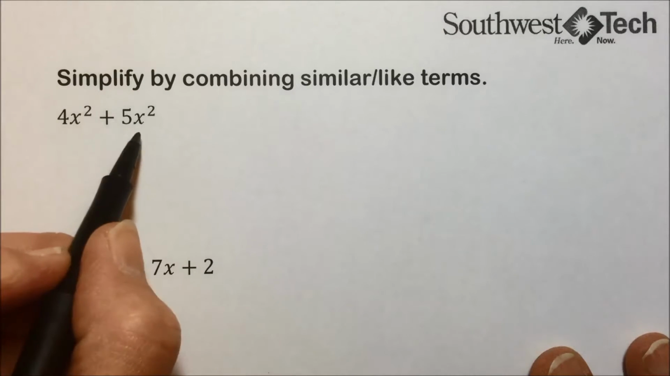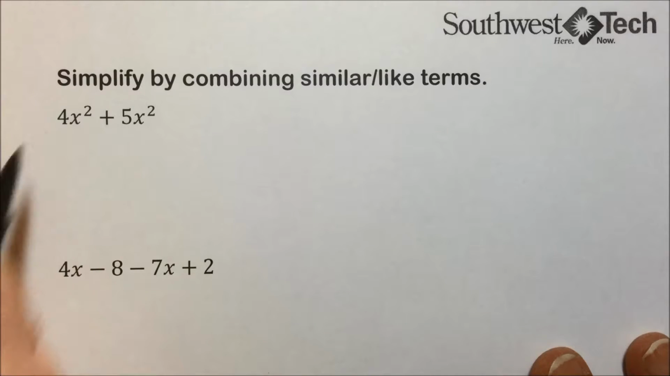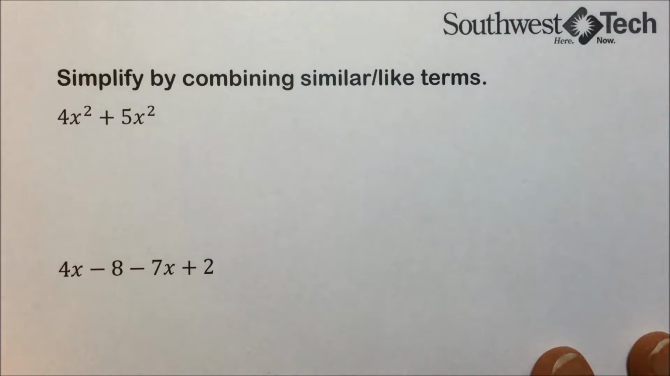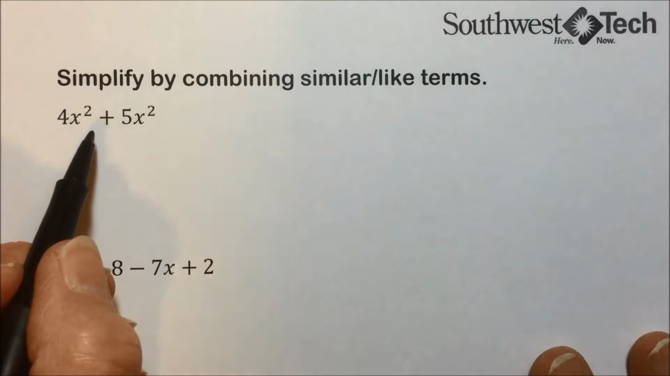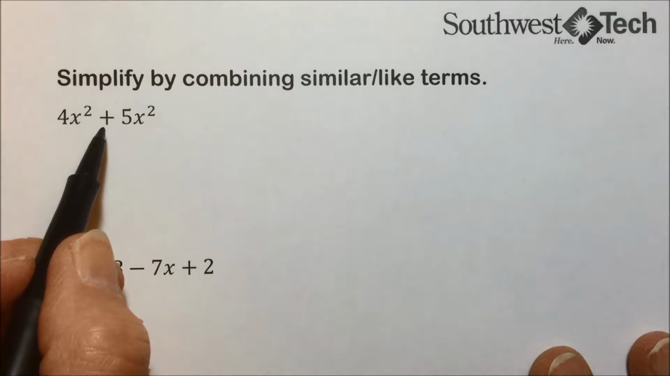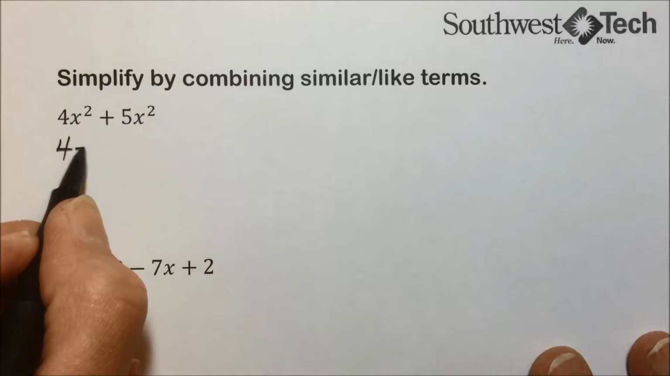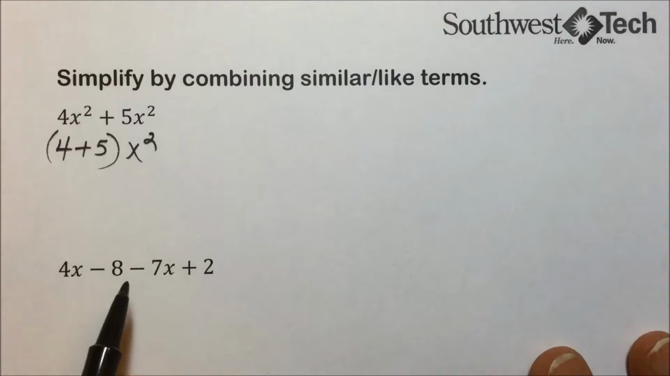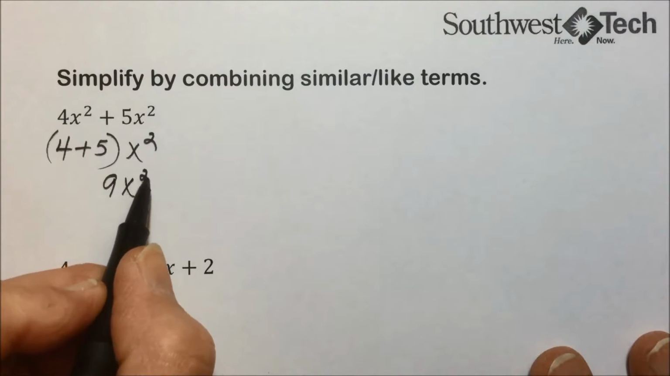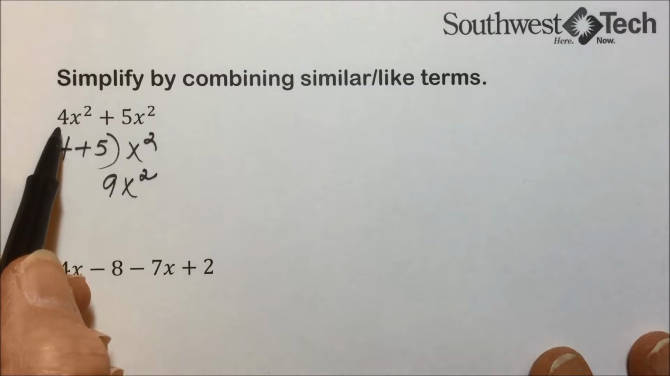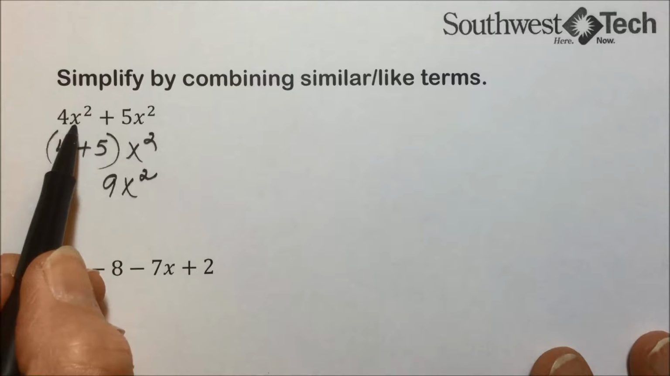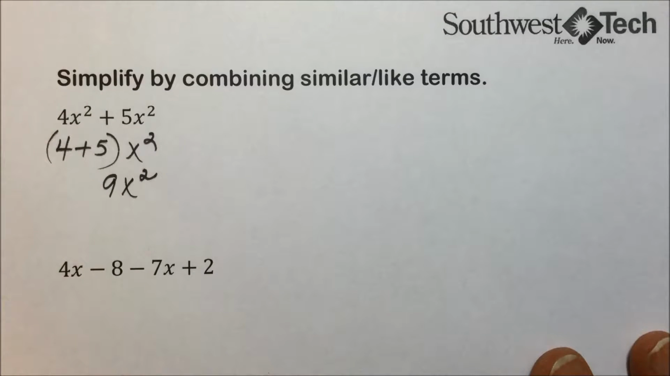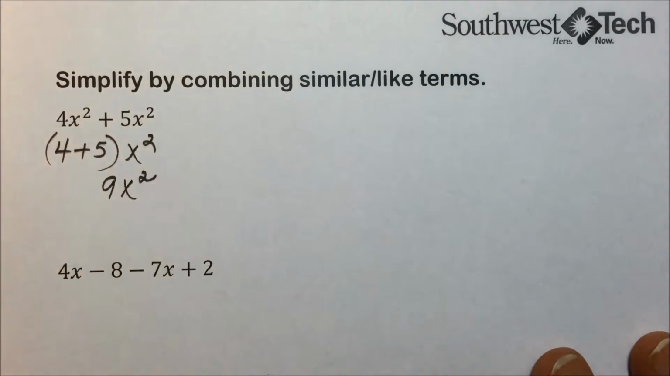Because each of these terms has x to the second power, they are similar terms. And to simplify them, we add the coefficients since it's an addition problem. You can think of this as 4 plus 5 times x squared, and 4 plus 5 is 9x squared. Another way of illustrating this, if you had 4 apples plus 5 apples, since these are both x squared and I'm calling x squared apples, 4 and 5 more make 9 apples, 9x squared.